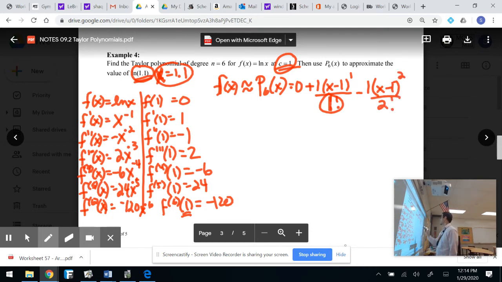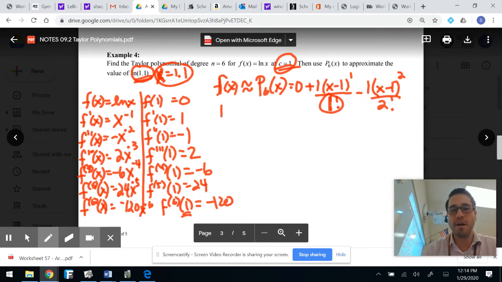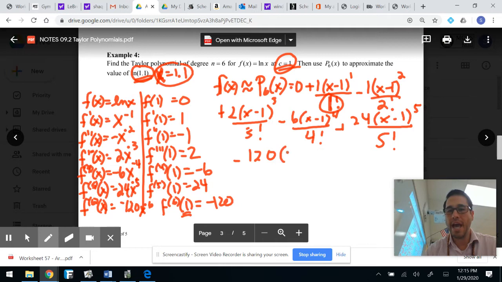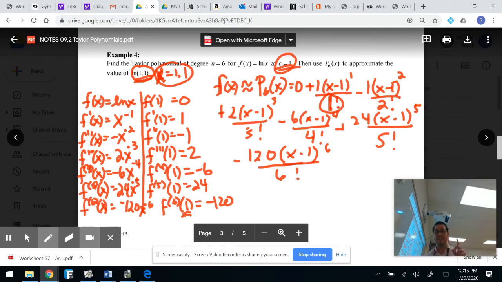Let's keep rolling. What's my next one? It is a 2, so I have plus 2, x minus 1 to the third over 3 factorial. Then I'm at minus 6, x minus 1 to the fourth over 4 factorial. My next one, the fifth, is plus 24, x minus 1 to the fifth power, all over 5 factorial. And then my last term, minus 120, x minus 1 to the 6 over 6 factorial. There you go. That's my Taylor polynomial centered at 1.